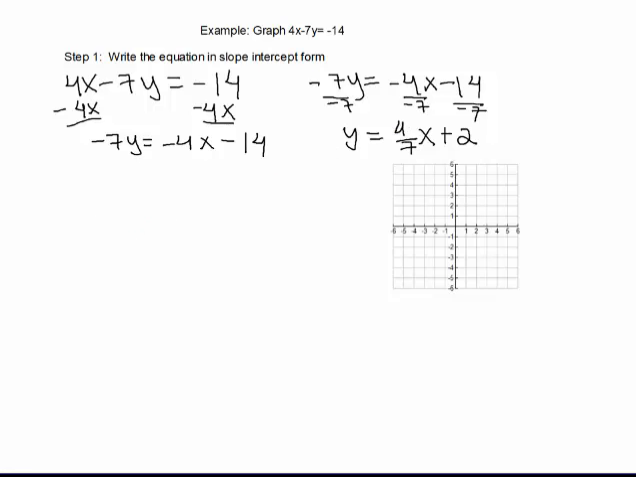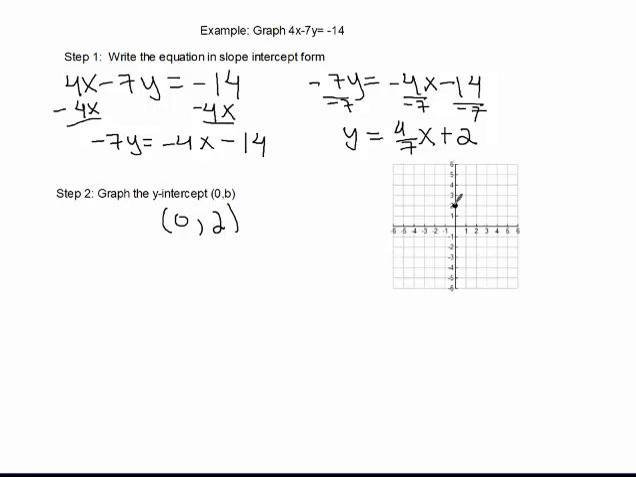We'll start by graphing the y-intercept, so again (0, 2). Plug in 0 here, and you see we get 2. That's why b is always the y-intercept. So I'll go to my graph, go to (0, 2). Here's my y-intercept.